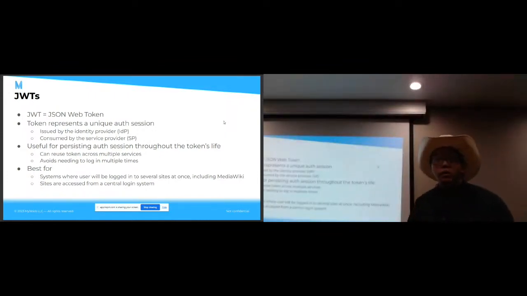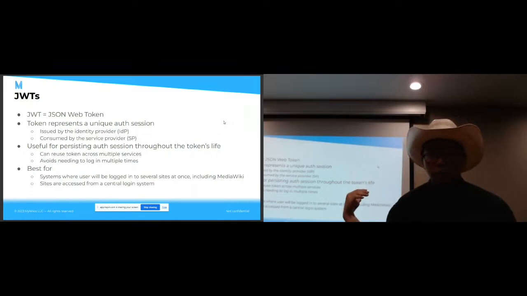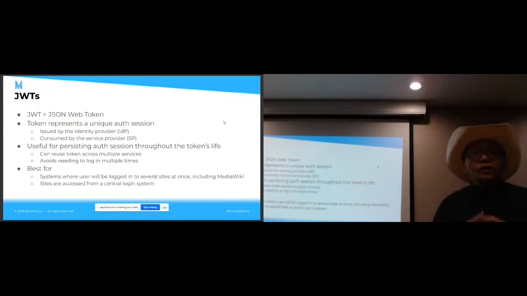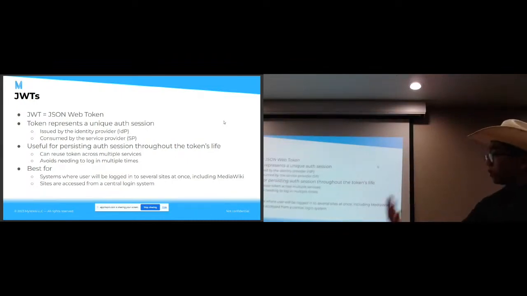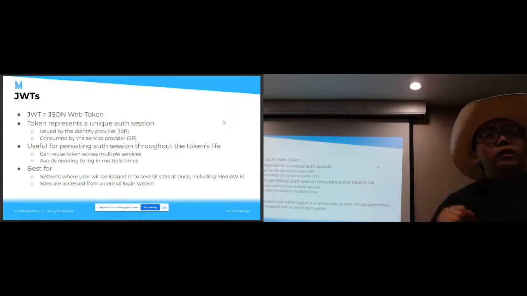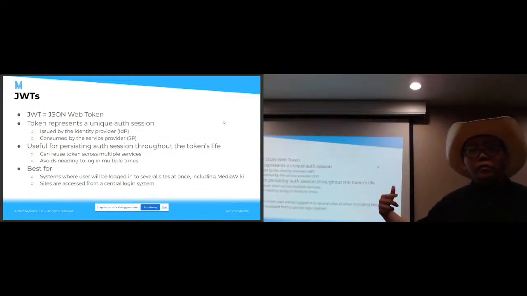Whereas the identity provider is something like in the previous presentation beforehand. So yeah, JWTs are useful for persisting auth sessions throughout the token's life, because that token is tangible text, and you can use it to assert that you have an authentication session. Whether it's valid or not, who knows, but you are asserting that it is one. You can reuse this token across multiple services, because all you have to do is store it locally, like in a cache, and then apply it to whichever website is asking for it. And it avoids you having to authenticate with the IDP multiple times.